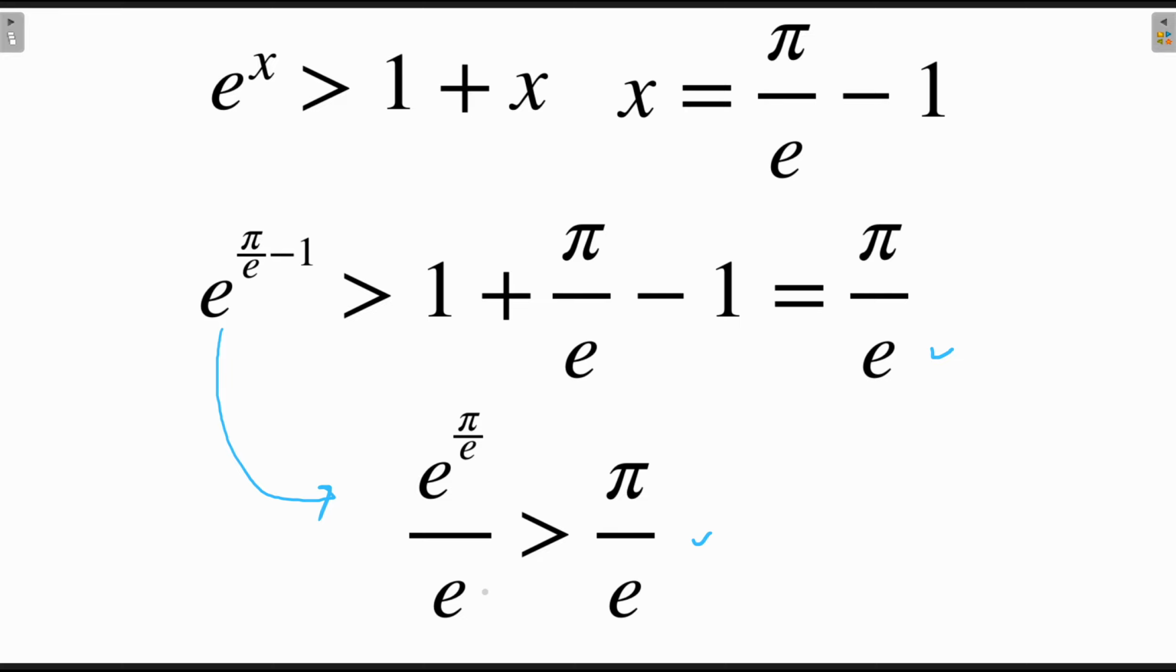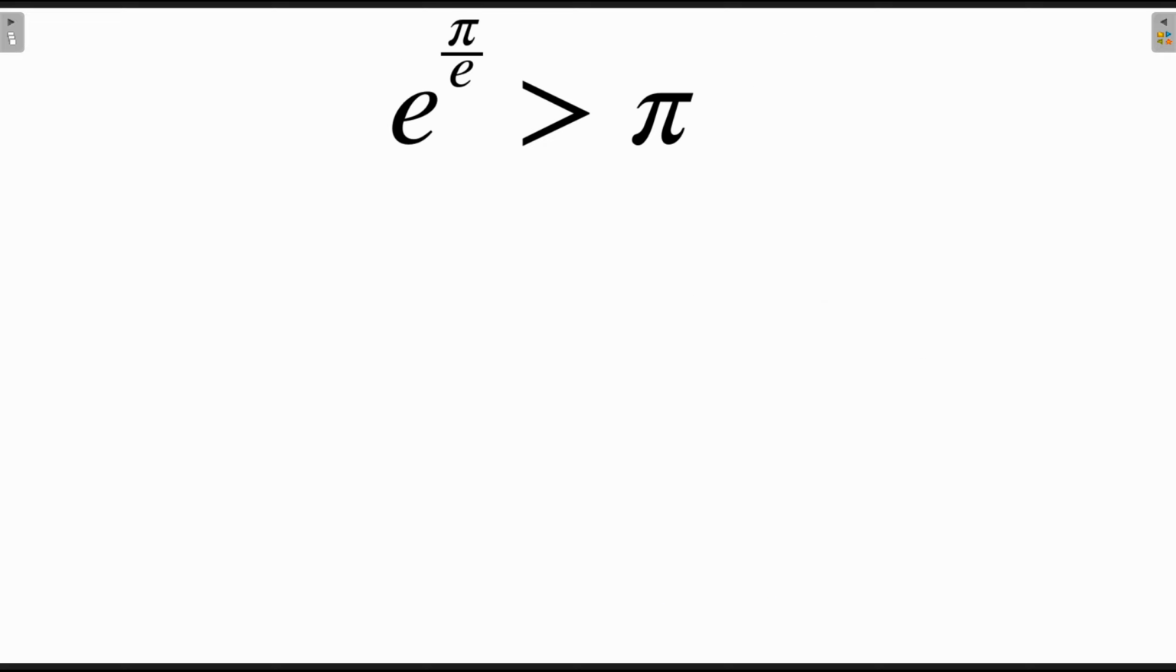Now we can remove this e from both sides, and the inequality remains the same because e is a positive number. If we divided by a negative number on both sides, the inequality sign would be reversed. Anyway, e is positive, so we can remove e from both denominators while keeping the inequality intact. So what do we get? e to the power pi by e is bigger than pi.